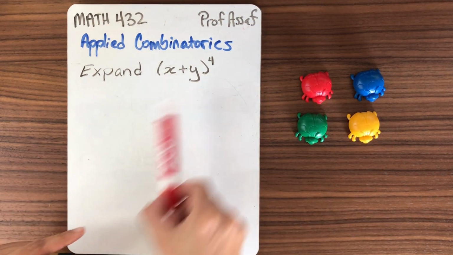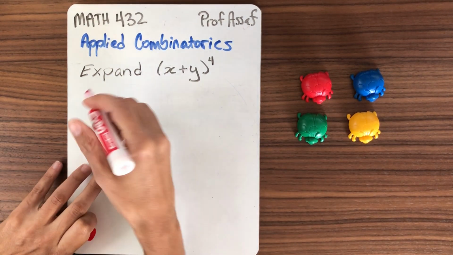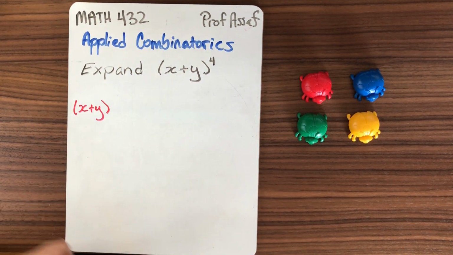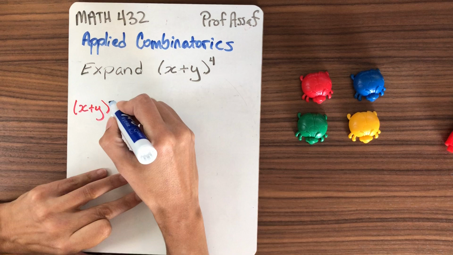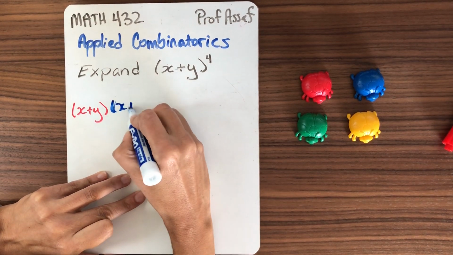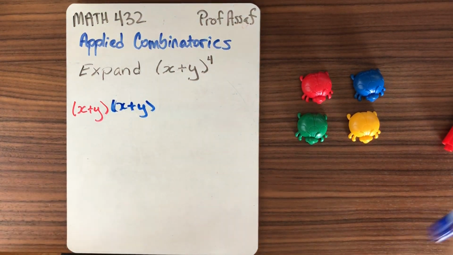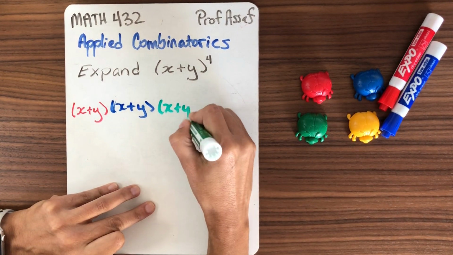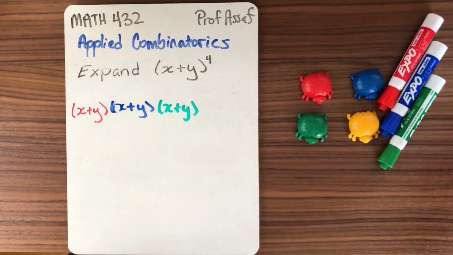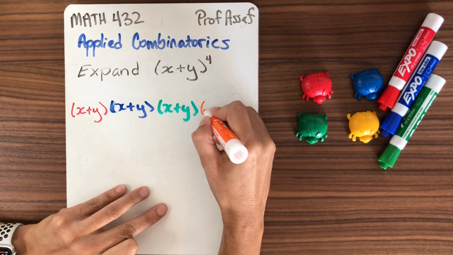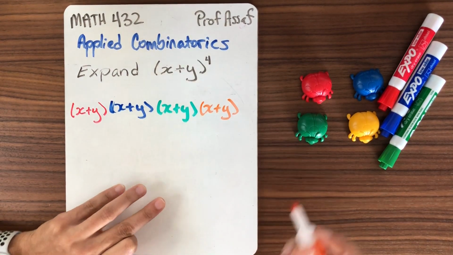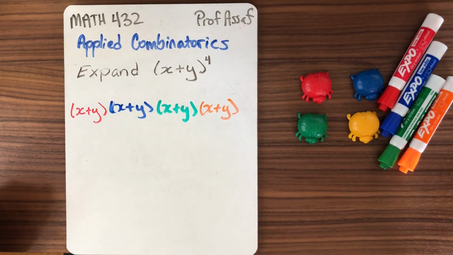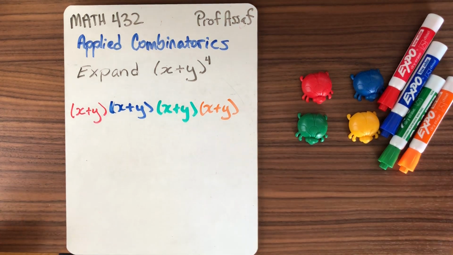So let's think about expanding this term out. I'm going to think about it term by term. I've got x plus y times x plus y times x plus y, and one more color, x plus y. Now, if I wanted to, I could actually go through and multiply this out using the FOIL method, but I really don't like doing that. I'm looking for a shortcut.